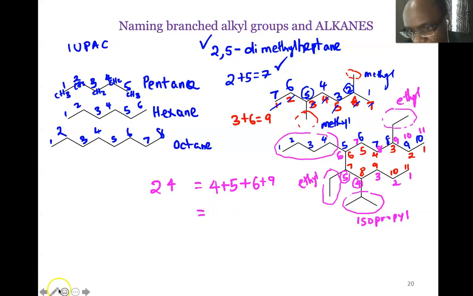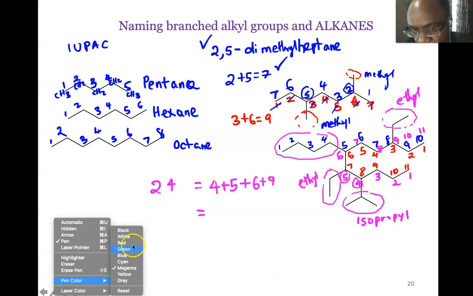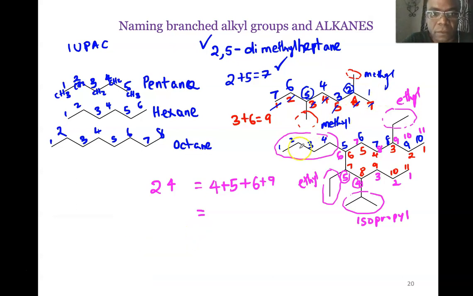Now for the red one, that has the 11 carbons in it, I'll have a substituent at 3, 6, 7, and 8. So 3, 6, 7, and 8. Sum this up, it's gonna be what? 15 and 9. I'm getting 24.